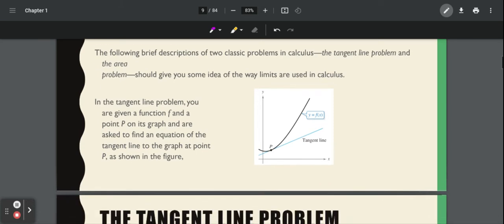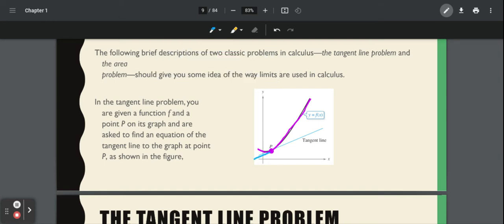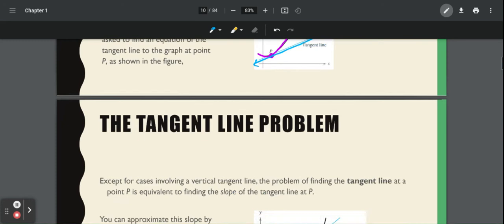So in the tangent line problem, you're given a function f. So if you notice, that's this curve right here. So you're given this function f, gives you this curve. You don't maybe necessarily know what that is. And a point P, so that's that point P right here. And you're asked to find the equation of a tangent line to the graph. So you're asked to find the equation of this tangent line that's tangent to that point. So tangent means it just touches the point one time. We don't need the 2 points.